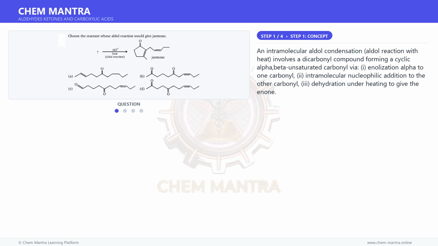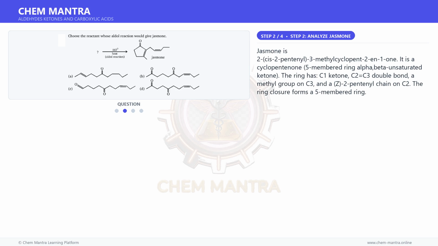An intramolecular aldol condensation, an aldol reaction with heat, involves a dicarbonyl compound forming a cyclic alpha-beta unsaturated carbonyl via: 1. Enolization alpha to one carbonyl, 2. Intramolecular nucleophilic addition to the other carbonyl, 3. Dehydration under heating to give the enone. Moving on to the next step.